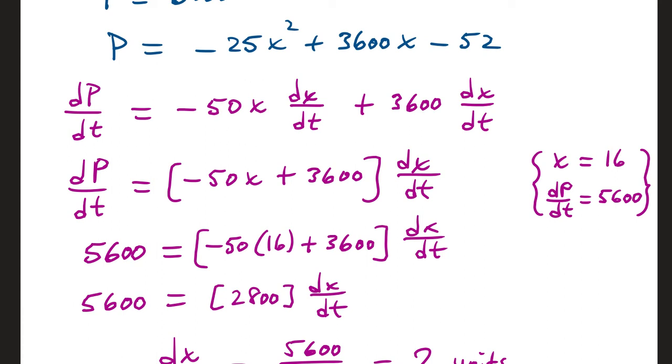For this problem, we're asked to actually find dx/dt. So we factor out the dx/dt over here. We leave the negative 50x plus 3,600 inside. Substitute 16 in for x, and in the bracket, you get a total value of 2,800. Solving for dx/dt, you divide 5,600 by 2,800, and that'll give you a rate of change of 2 units per week.